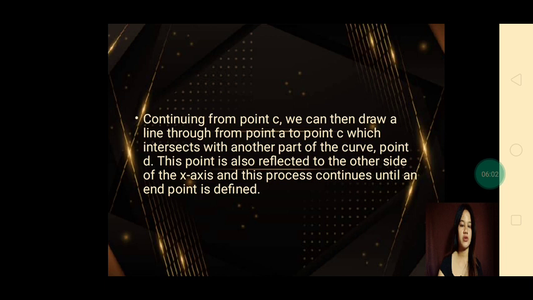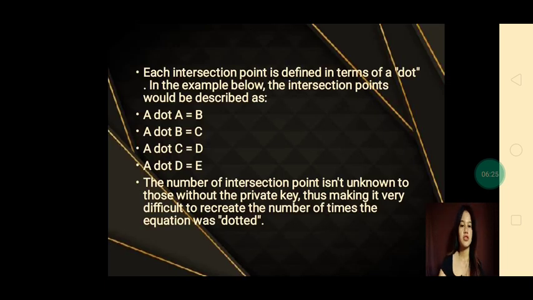Continuing from point C, we can draw a line from point A through point C, which intersects with another part of the curve, point D. This point is also reflected to the other side of the x-axis, and this process continues until an endpoint is defined. Each intersection point is defined in terms of a dot. In the example below, the intersection points will be described as A dot A equals B, A dot B equals C, A dot C equals D, and A dot D equals E. The number of the intersection point isn't known to those without the private key, thus making it very difficult to recreate the number of times the equation was dotted.